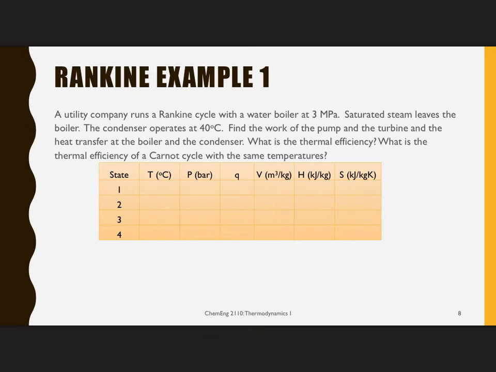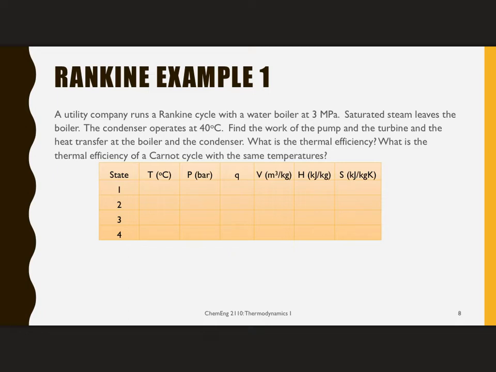I find it very helpful to organize the given information into a table. Now, it's important that you've identified the states with some sort of symbol. I use the numbers 1 through 4 to indicate each of these, so they're matching the diagram in the previous graph. And I want to translate this information from the problem statement to this table. Now, my column headers are temperature, pressure, quality, okay, what percent is vapor of a saturated mixture, specific volume, specific enthalpy, and specific entropy.